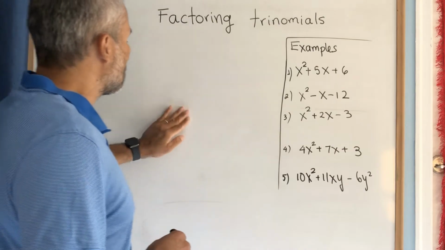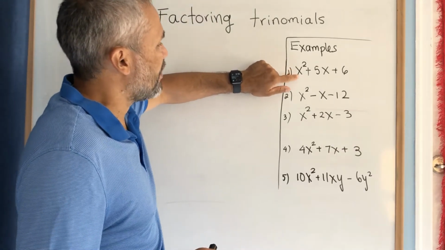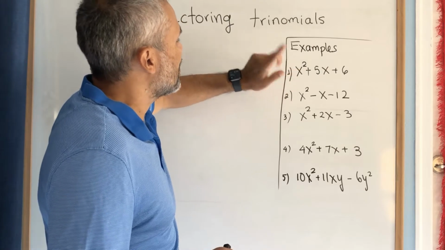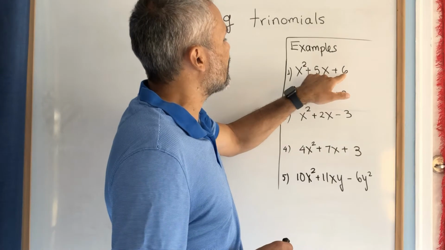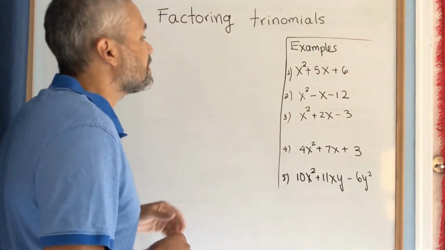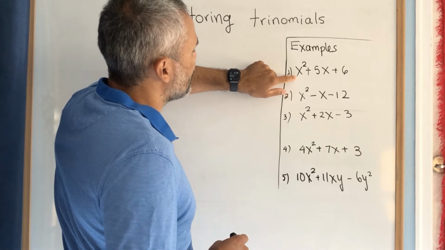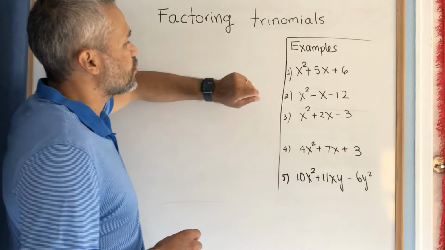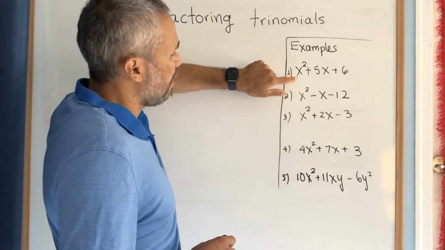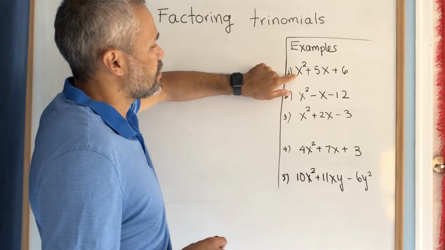And we are going to start with expressions in which there is only one variable, the variable x squared. And in this case, we will have an x squared, an x, and a term that doesn't have any x. This coefficient of the x squared is called the leading coefficient, and we are going to first explain how to factor when the leading coefficient is 1.